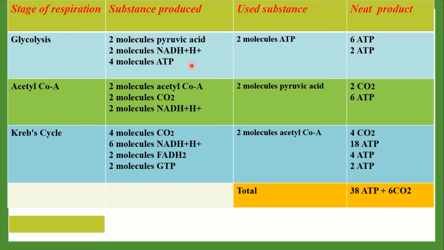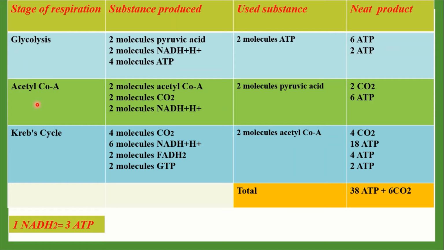When glucose is broken down, here 2 molecules of ATP are used. So we get here 6 ATP from 2 molecules of NADH2, because we know that 1 molecule of NADH2 is equal to 3 molecules of ATP. So from 2 molecules of NADH2 we get 6 ATP, and from 4 molecules of ATP, 2 are used and 2 are left.